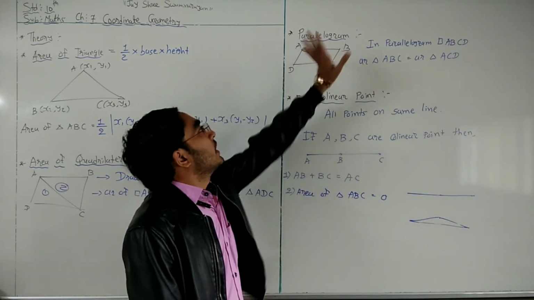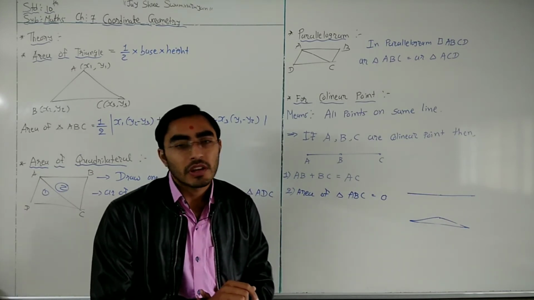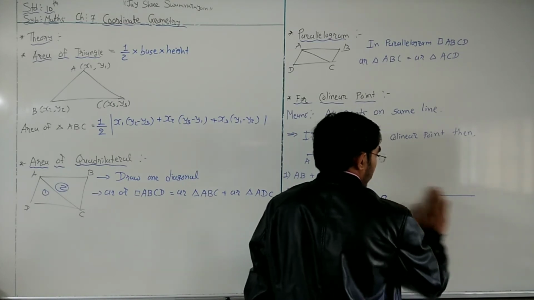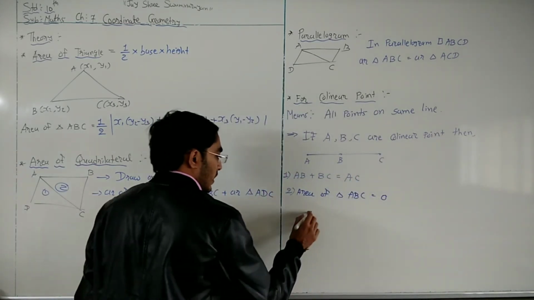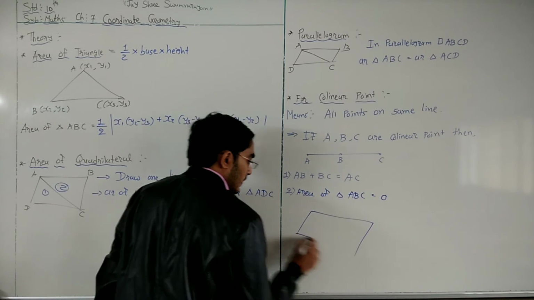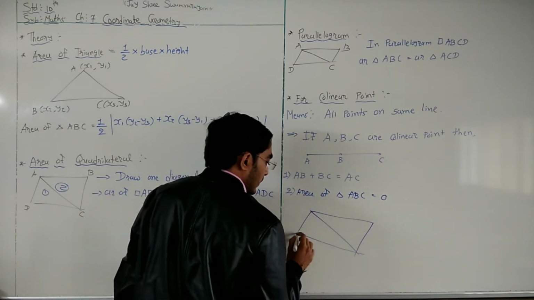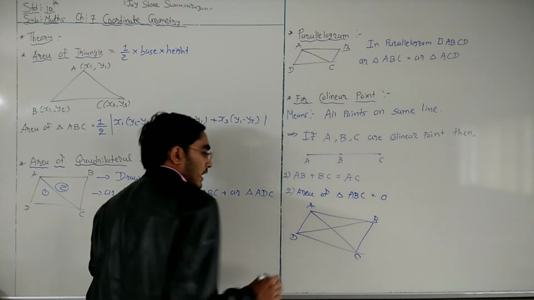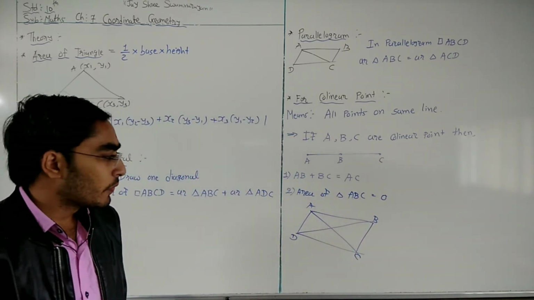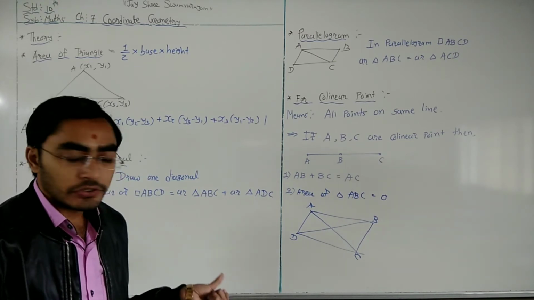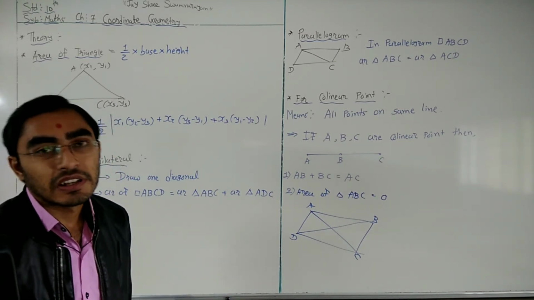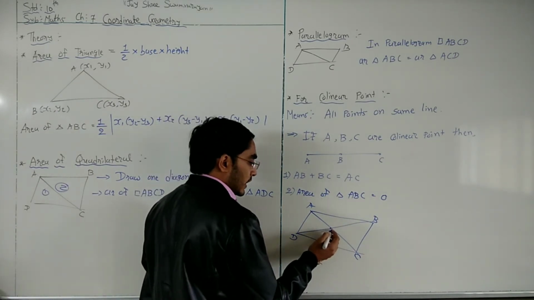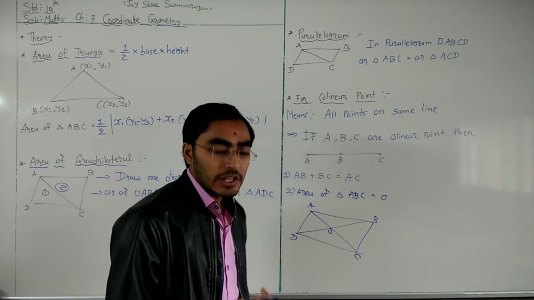Here we have a parallelogram. Here we even have one more theory for the parallelogram. If we have a parallelogram, now here are the 2 diagonals AC and BD. Now what is the property of a parallelogram? Diagonals bisect each other. Diagonals bisect each other, that means it divides into 2 equal parts.